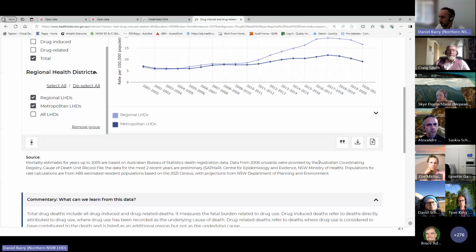So if you're looking into this, you can see that cause of death data here can be provided from the Australian Coordinating Registry Cause of Death Unit Record File. You can also see that it's kind of held on Safari, and that the expertise on it is within the Centre for Epidemiology and Evidence within the New South Wales Ministry of Health. And you can see how the denominators for the calculations were generated.